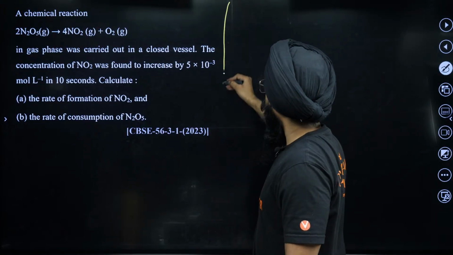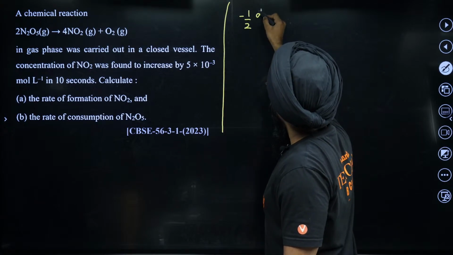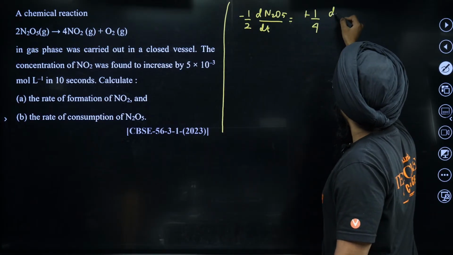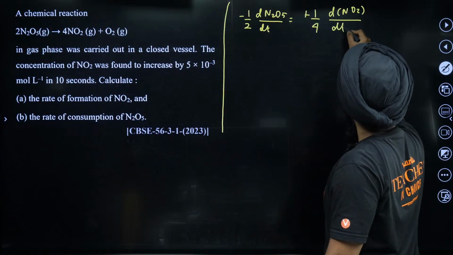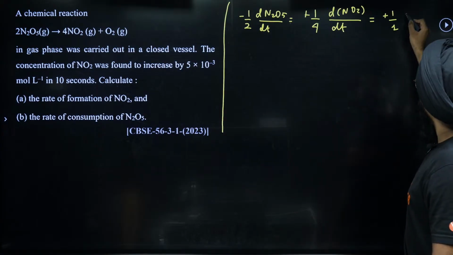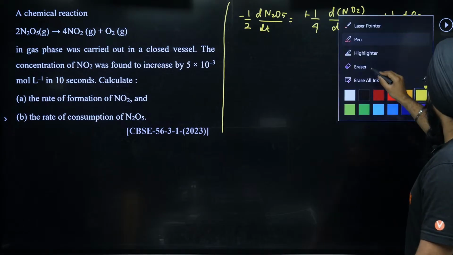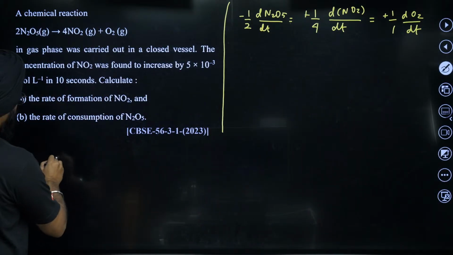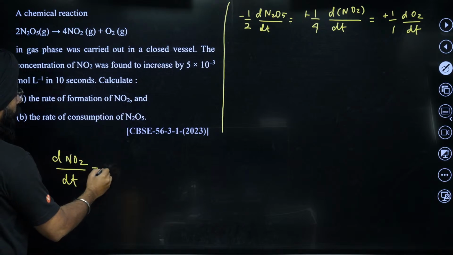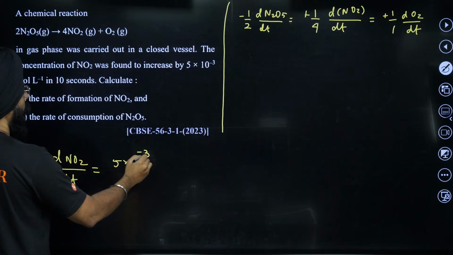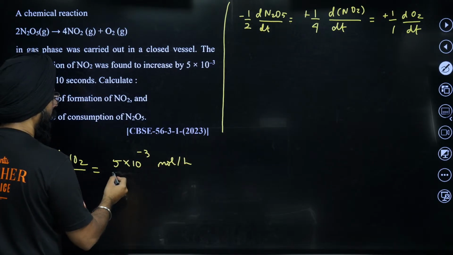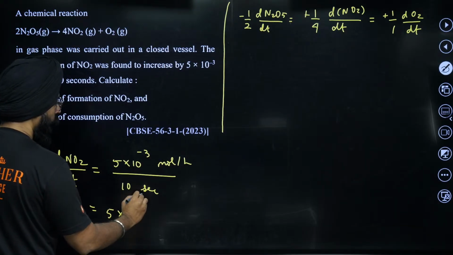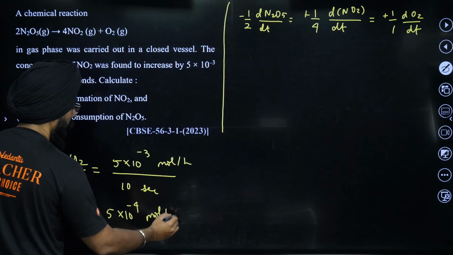How do we do this, people? First of all, I can write minus 1 by 2 d of N2O5 by dt is equal to plus 1 by 4 d of NO2 by dt, which is equal to plus 1 by 1 into d of O2 by dt. Now, over here it says that d of NO2 by dt is equal to 5 into 10 to the power minus 3 mole per liter divided by 10 seconds. So this comes out to be 5 into 10 to the power minus 4 mole per liter per second.